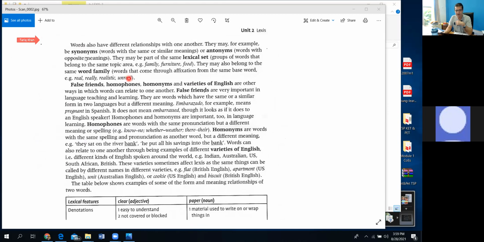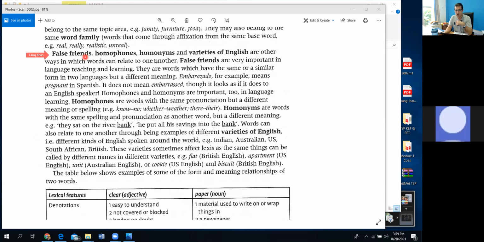Here comes false friends, homophones, homonyms, and varieties of English, which are other ways in which words can relate to one another. First of all, false friends. What are false friends? False friends are very important in language teaching and learning. They are words which have the same or similar form in two languages, but a different meaning. In short, a false friend is one word which is used in two different languages with two different meanings.